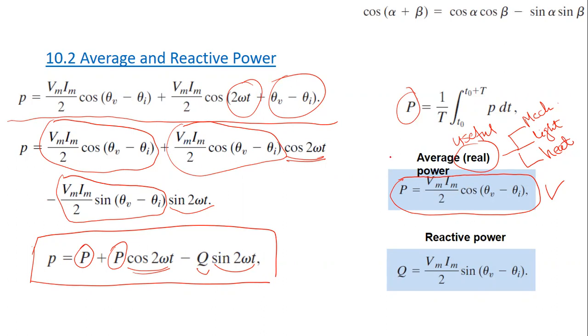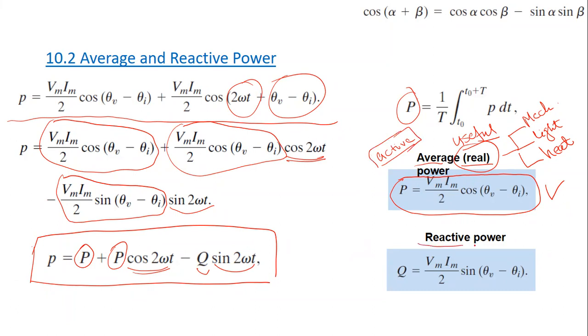Or it could also be called active power. So active power, average power, real power, or useful power are all names of the same power. In practical life, we call it active power.